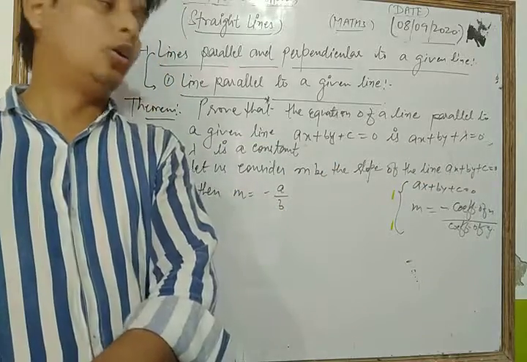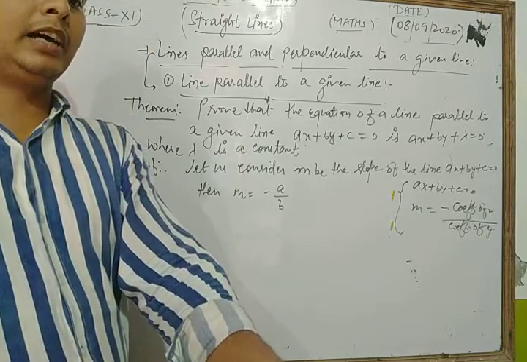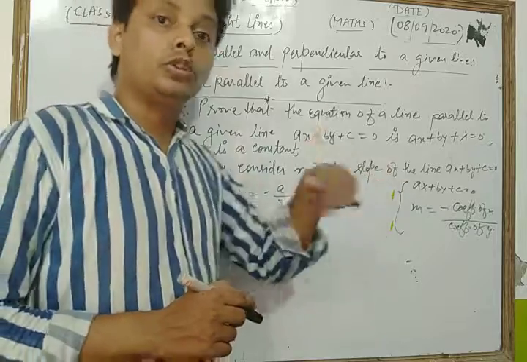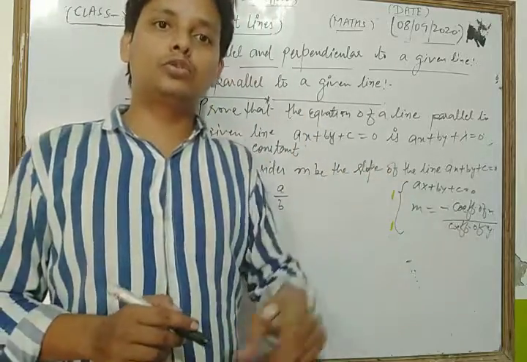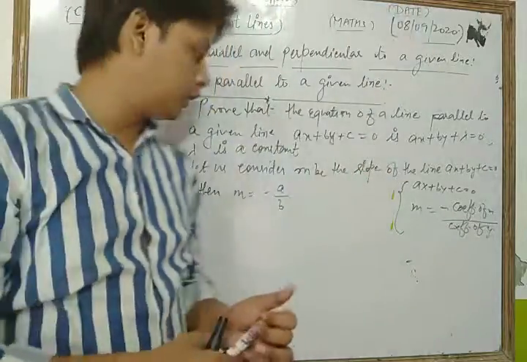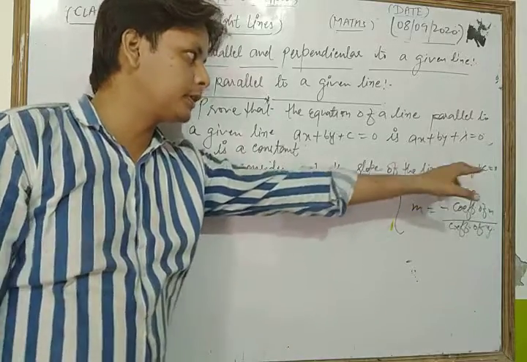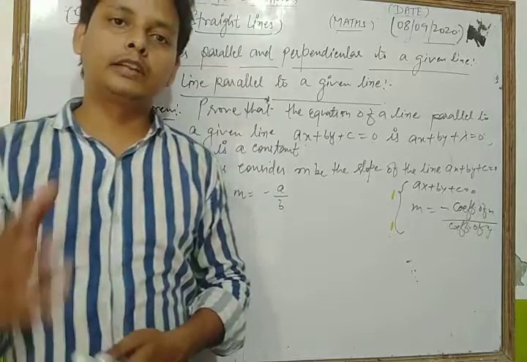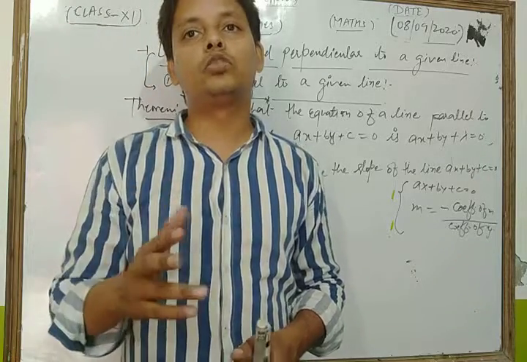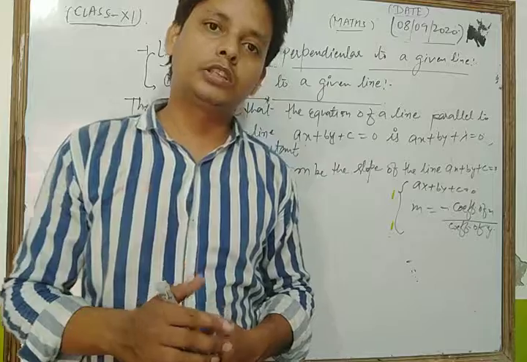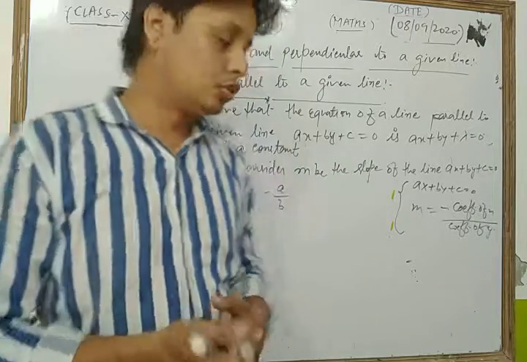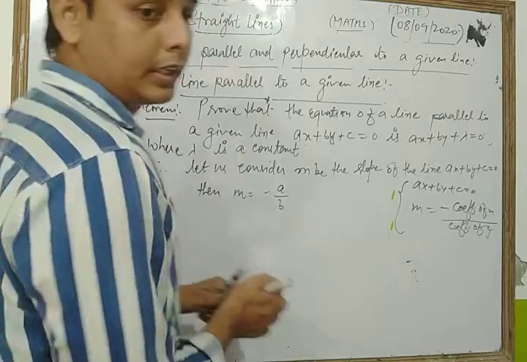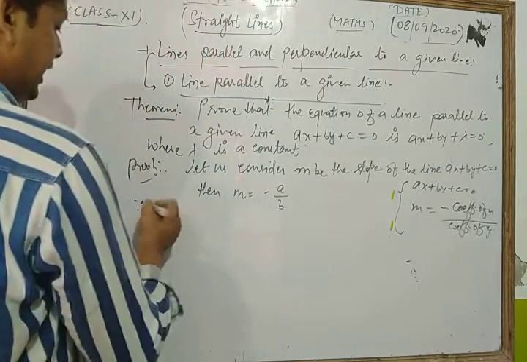Now the required line is parallel to the given line, so the slope of that line is also equal to the slope of the line ax plus by plus c is equal to 0, because in a previous topic we discussed that if the slopes of two lines are equal to each other, then the lines are parallel to each other.